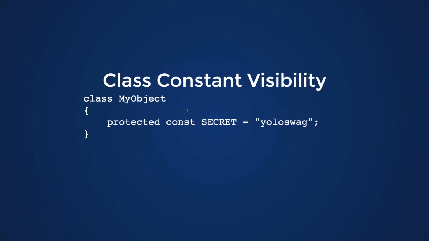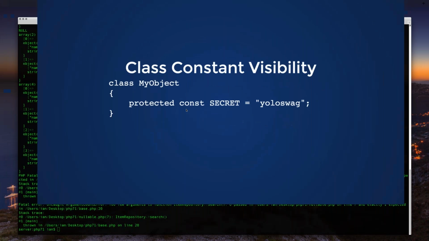You can continue to use const without the visibility modifier, just like you can use function without the visibility modifier, and it will default to public visibility. But now you can use protected and private to have constants to pull your magic numbers out of code that you can't just pull from anywhere else in the application.